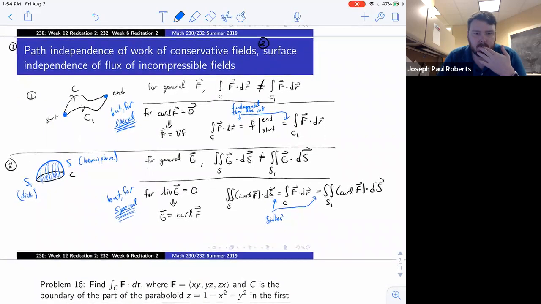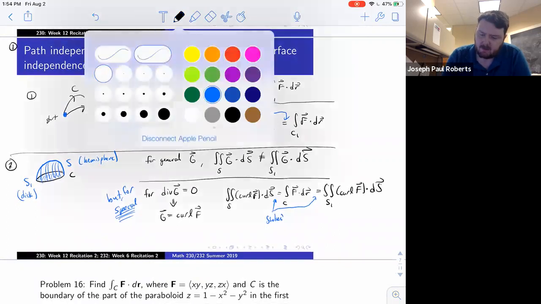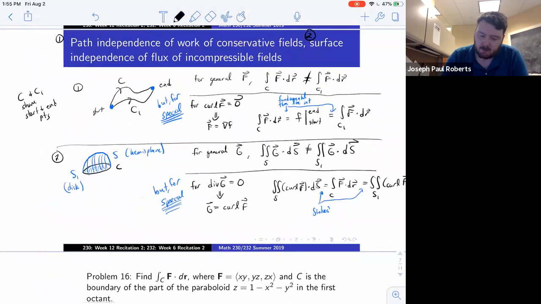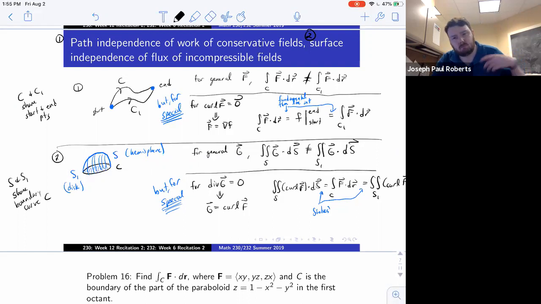So the key idea here is C and C1 share start and end points. S and S1 share the boundary curve C. So there are two different ways soap could be stuck on a bubble wand before you've blown the bubble, before it's detached.